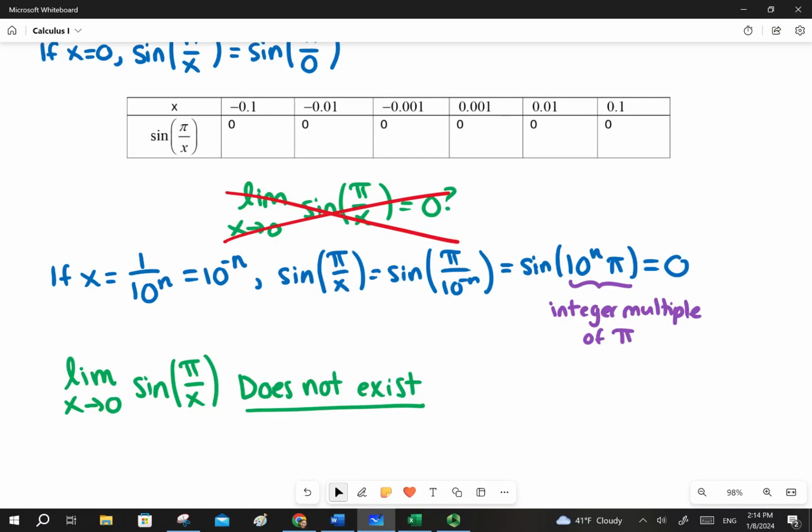So not only can your calculator not be trusted, but you can't be trusted either. Our next goal will be to systematically evaluate limits using algebra so that we no longer have to try to estimate them.